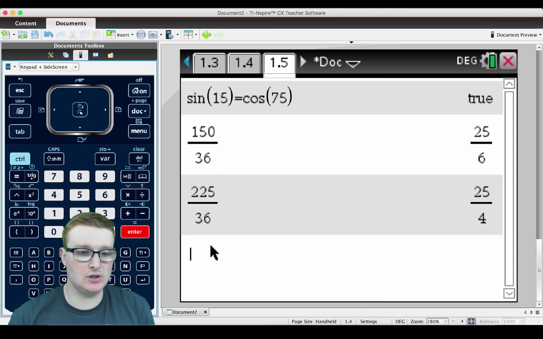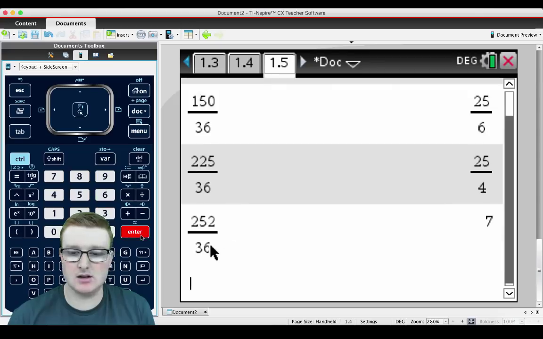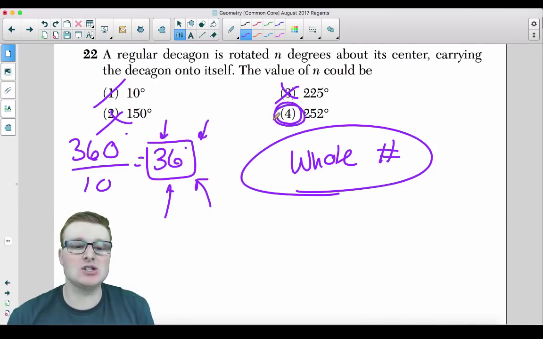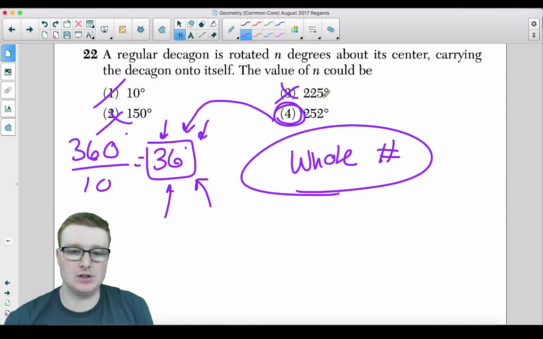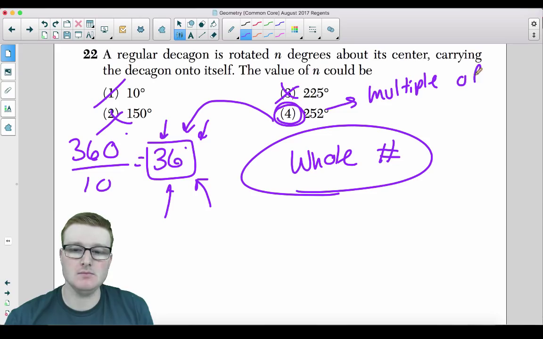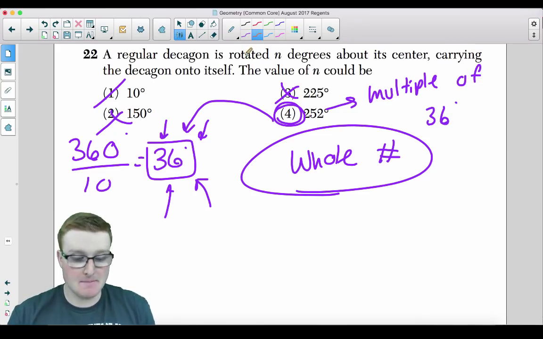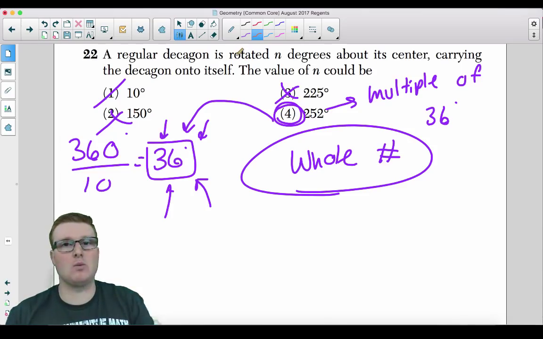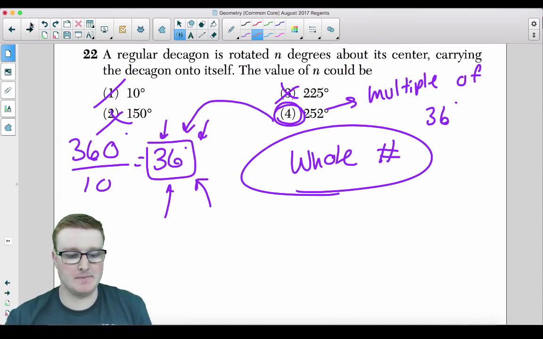Let's try 252. 252 divided by 36. What do you know? It's 7. So that means that 252 is a multiple of 36 degrees. And that's your answer, choice 4. Not a bad question. You just had to know that one basic fact. And I know that was annoying.